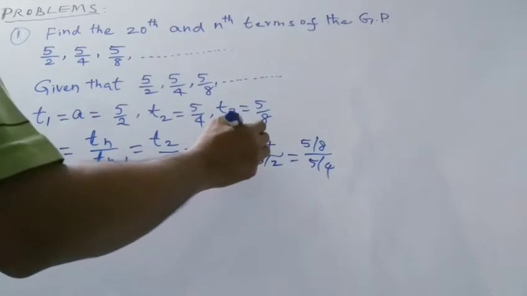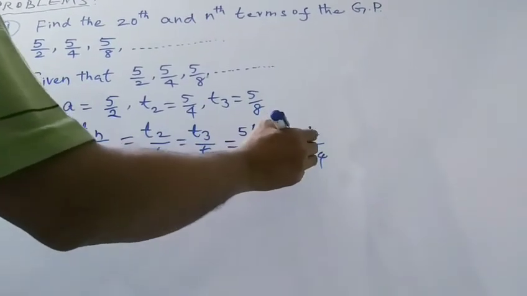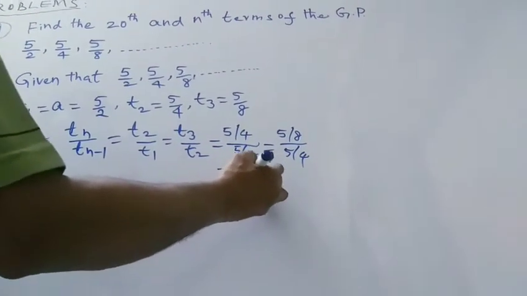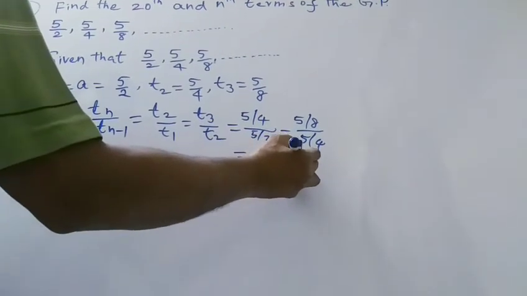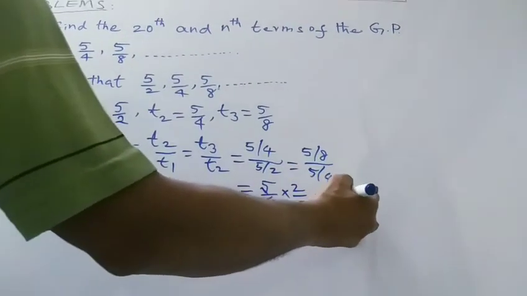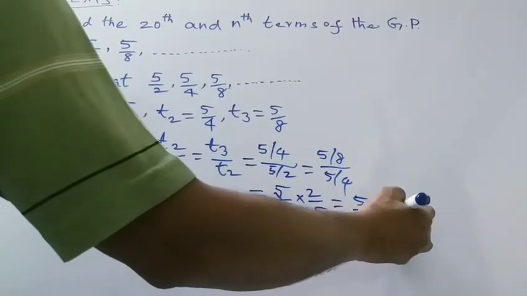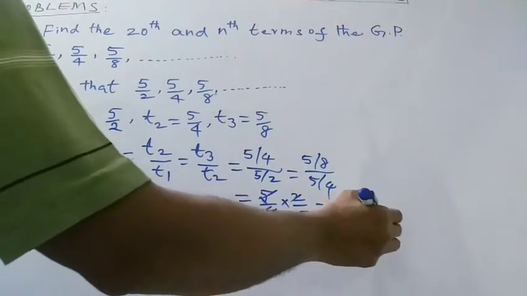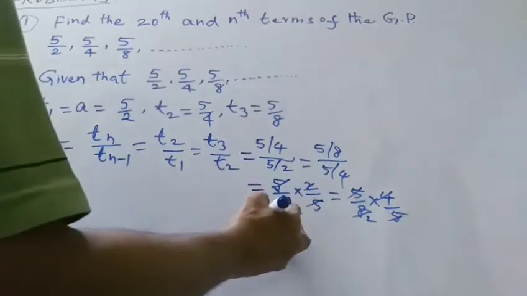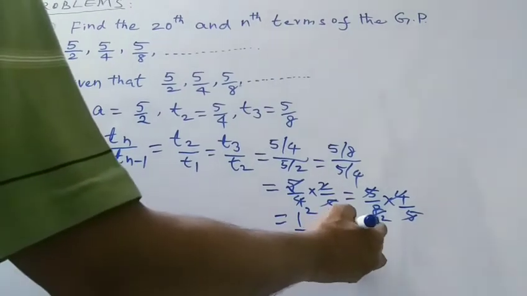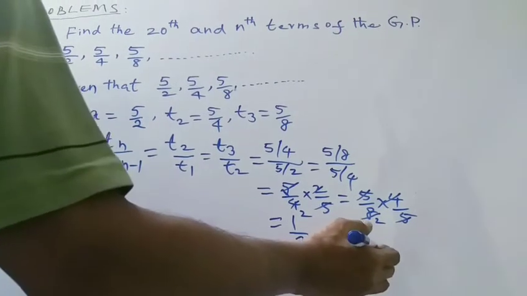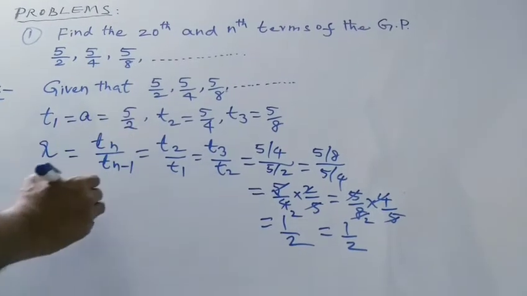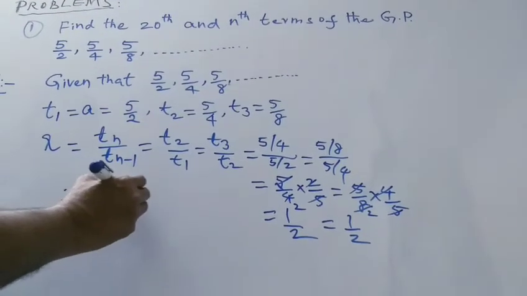Because here the 5s cancel, and here also the 5s cancel. So it becomes 5 by 4 into 2 by 5 is equal to 5 by 8 into 4 by 5. 5 ones are 5, ones are, 2 ones are 2, twos are, and 4 ones are 4, twos are. So the common ratio is equal to 1 by 2. Here also the common ratio is equal to 1 by 2. Therefore the common ratio for this sequence is 1 by 2.